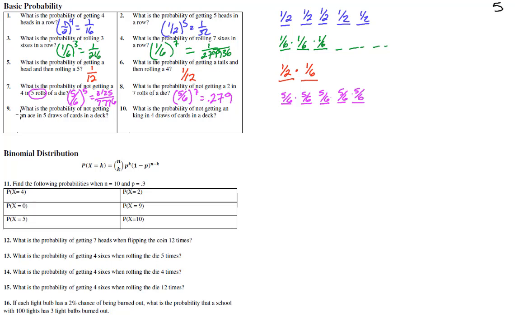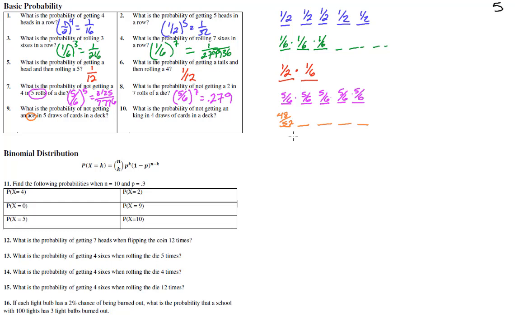Wow, okay. What's the probability of not getting an ace in 5 draws of cards in a deck? So we draw 5 cards, kind of an interesting one. 1, 2, 3, 4, 5. Not getting an ace. There are 4 aces, so the probability of getting an ace would be 4 out of 52. So we've got 48 out of 52 here.